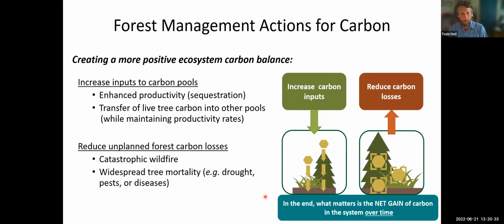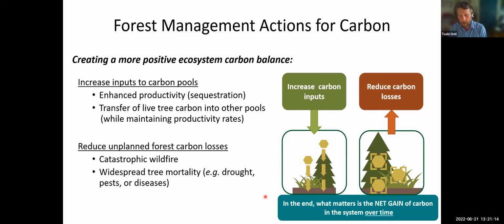So when we think about management actions, things that we can do to enhance carbon, I'd like to equate this to thinking about how you grow your bank account. It's really about the balance between the inputs and the losses to your account. You can think about ways to increase the amount of money flowing into your account, or the amount of carbon flowing into your system. You could also think about the losses, the amount of money flowing out of your account. So you can change either one of these or both in order to have a positive effect on the balance.